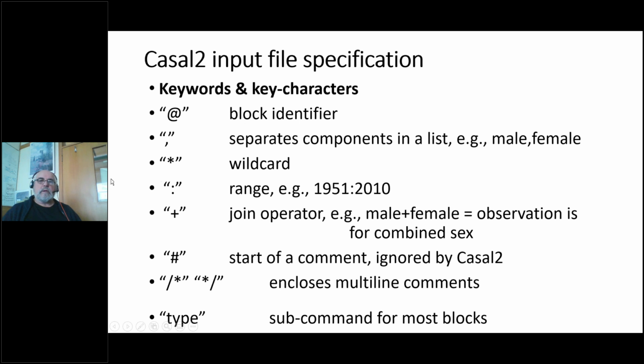So here's some keywords. There's the @, there's the comma, which separates components in a list. So you might have male, comma, female. Star is a wild card. Colon is a range, so you can say 1951:2010. Plus is a join operator, so you could say male+female. Usually it's an observation, so it means the observation is for the combined sexes, not for males and females separately.